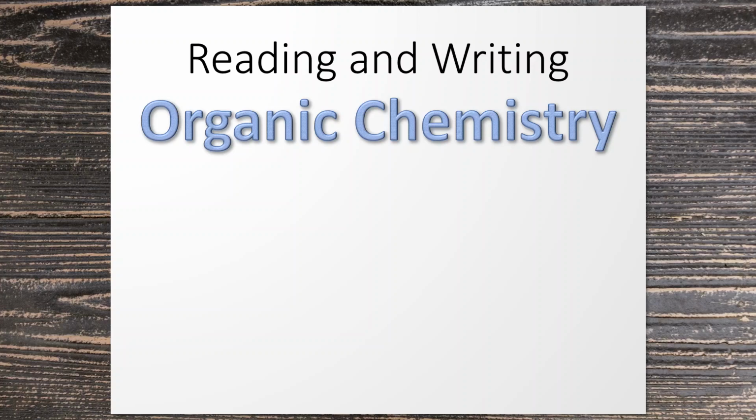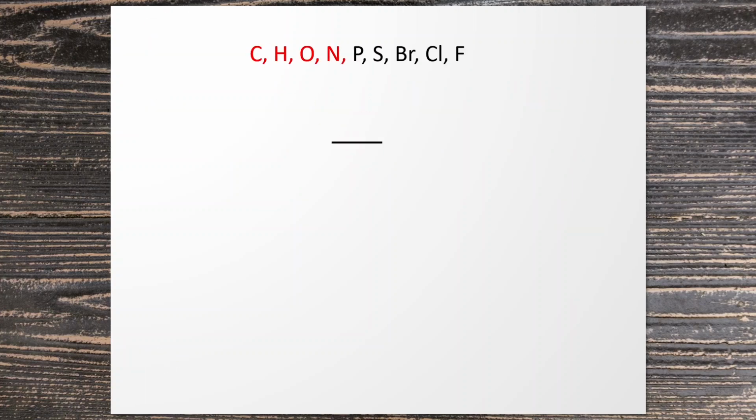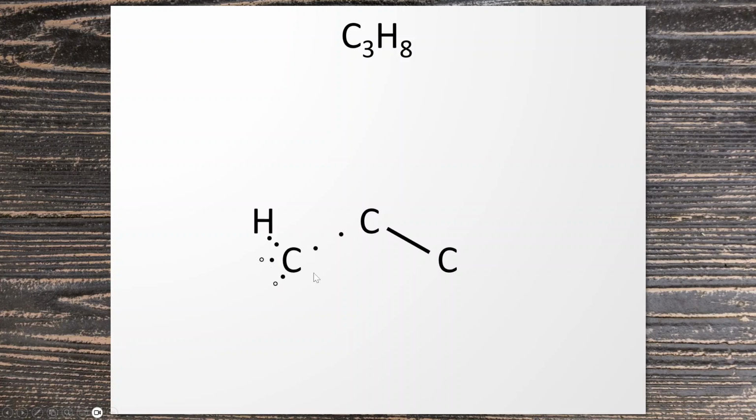Today we are going to be learning the fundamentals of reading and writing organic chemistry. First, we will talk about the main elements that you will see in OChem. Next, we will revisit the octet rule from general chemistry and talk about how that applies to bonding, referencing the periodic table for valence electrons. After, we draw the structural formula for the molecular formula C3H8.